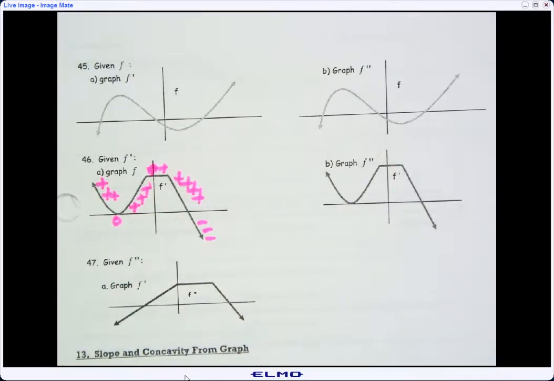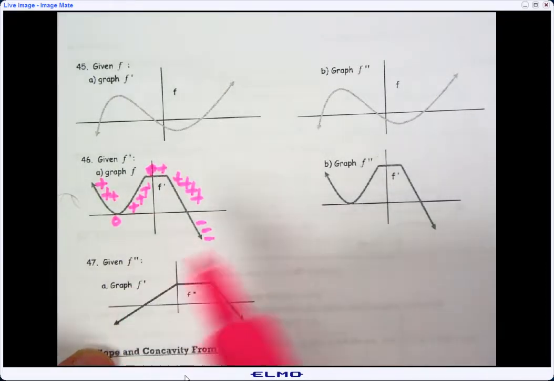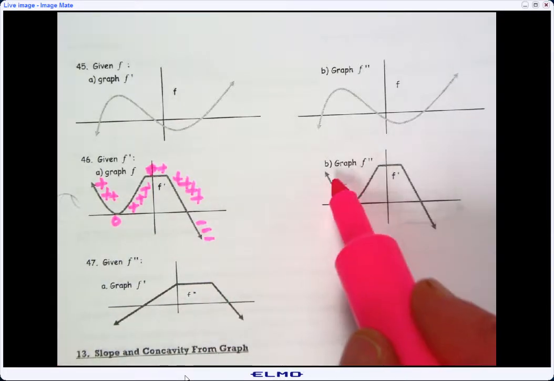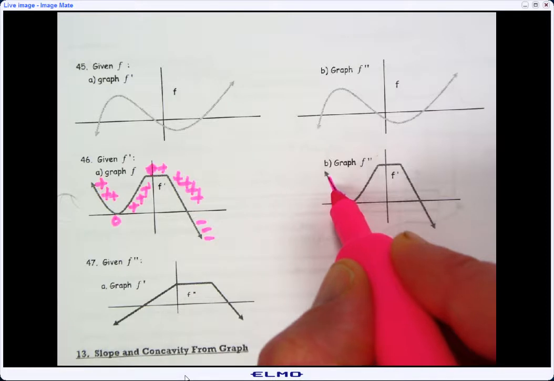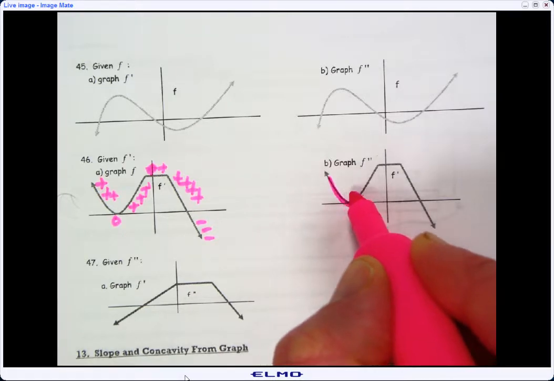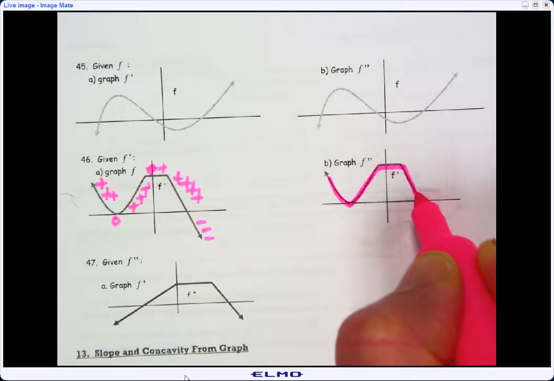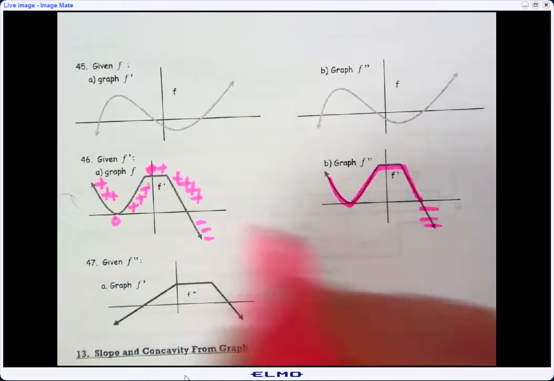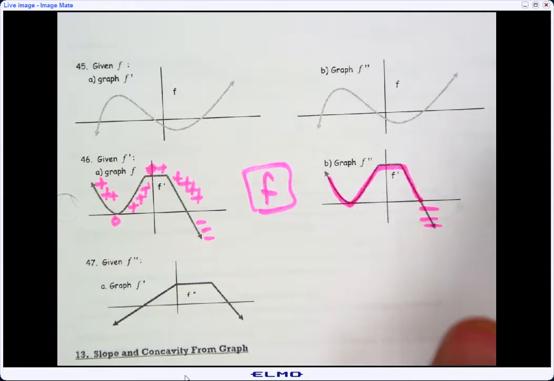Okay, but the concavity of the original graph would be affected in a different way. So the concavity, this would be concave up, up, up, up, up, up, 0, up, up, up, up, up, up, 0, down, down, down, down, down, down. So those two things mean different items for the original f of x. Depends on what you're looking at.